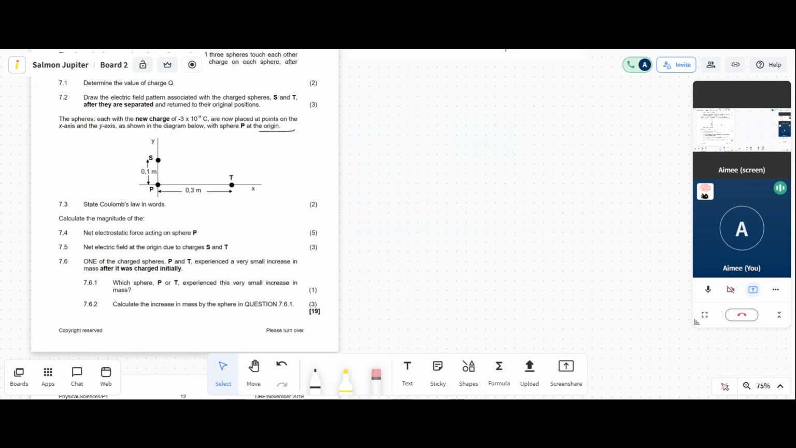The magnitude of the electrostatic force exerted by one point charge on another point charge is directly proportional to the product of the magnitudes of the charges and inversely proportional to the square of the distance between them.